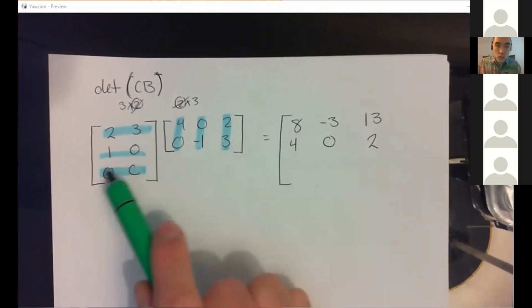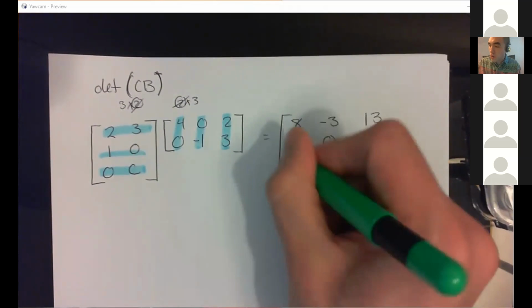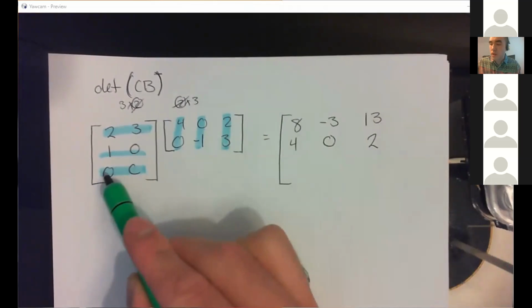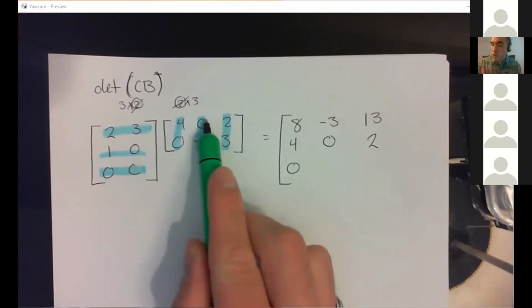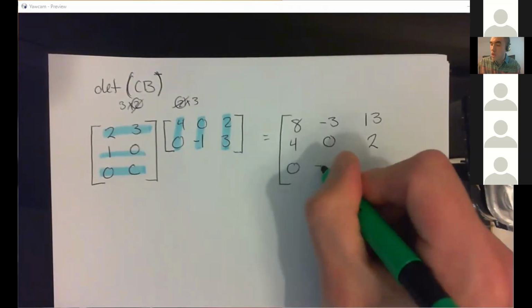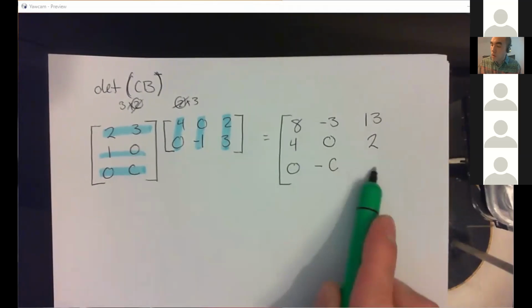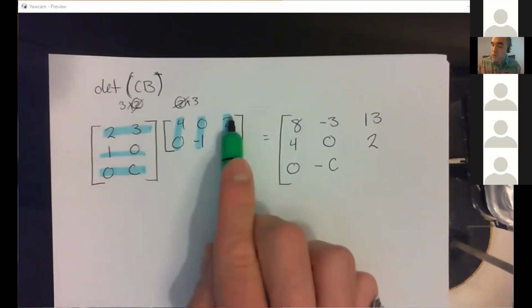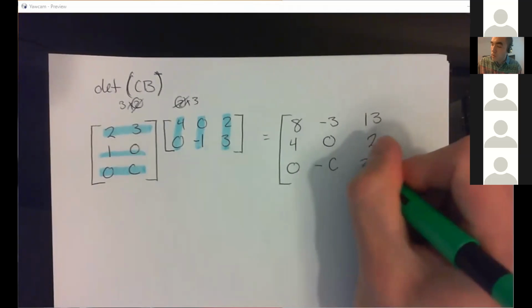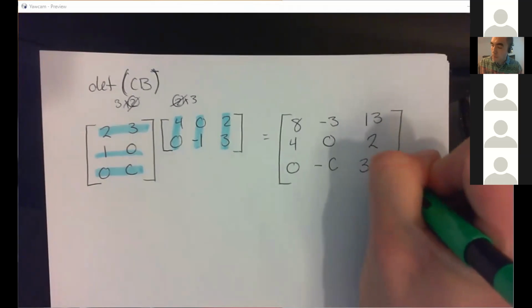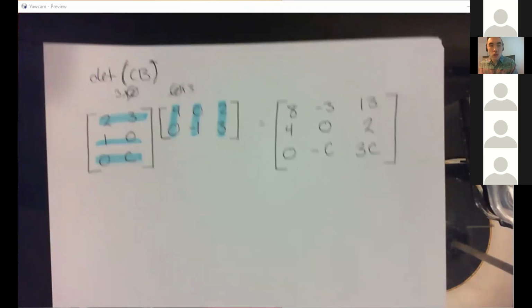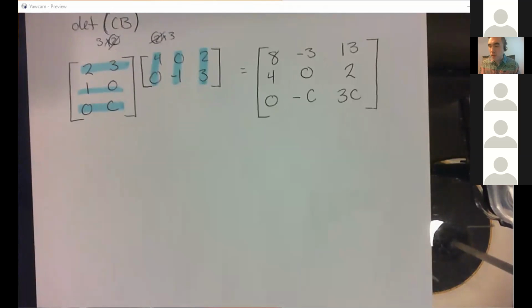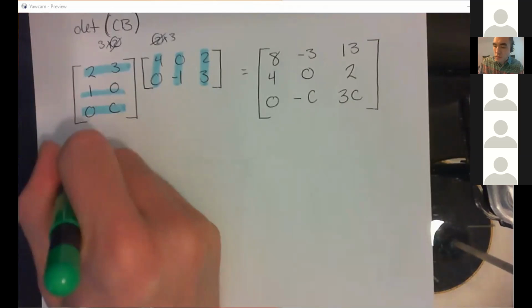Final row, so this is going to be 0 times 4, which is 0, plus 0 times 0, which is 0, plus 0 times C, which is still 0. C times negative 1, which is negative C. And then for our bottom right entry here, this is going to be 0 times 2 for 0, plus 3 times C for 3C. Is that okay for the product of CB? Yep. Okay. So then for our shortcut determinant, we're going to take the determinant of this matrix.